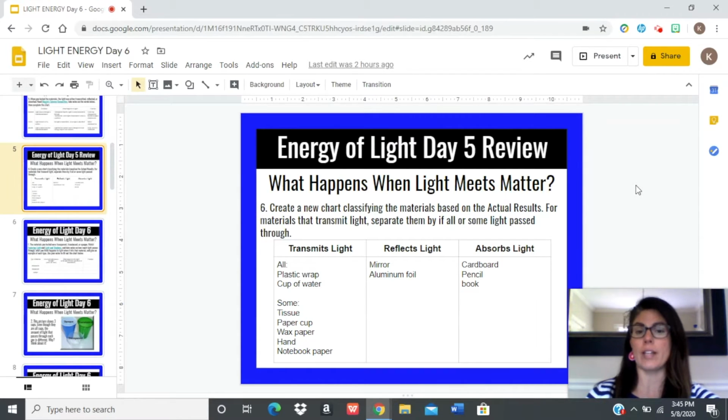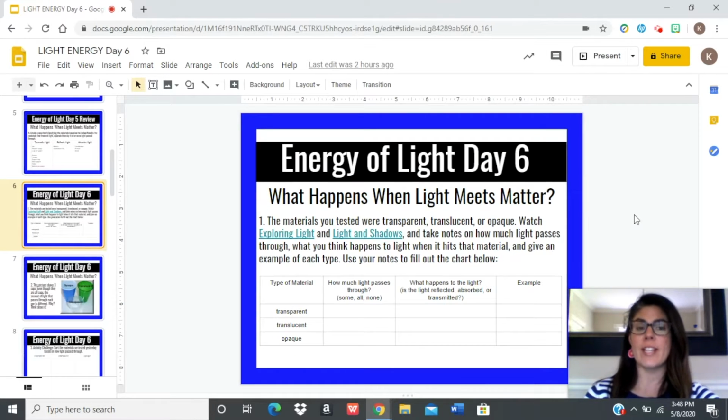Transmitting all of the light, the plastic wrap and the cup of water. Transmitting some of the light, the tissue, the paper cup, wax paper, your hand, and note paper. Objects that reflected the light were the mirror and aluminum foil, and objects that absorbed the light were the cardboard, the pencil, and the book.